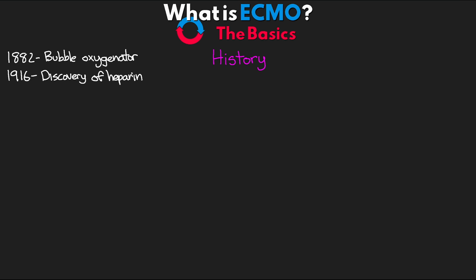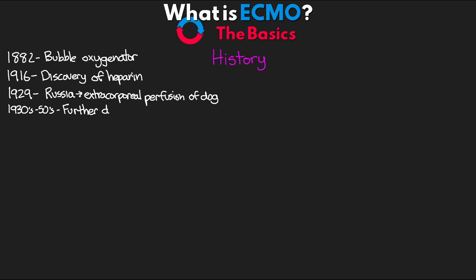Now, onto the timeline of ECMO specifically itself. The first thing is going to be in 1929. In Russia, they had the first reported extracorporeal perfusion of a dog. Then spanning from the 1930s into the 1950s, we had further development of the oxygenator, and this included things like the rotating disc oxygenator as well as the all-glass bubble oxygenator.